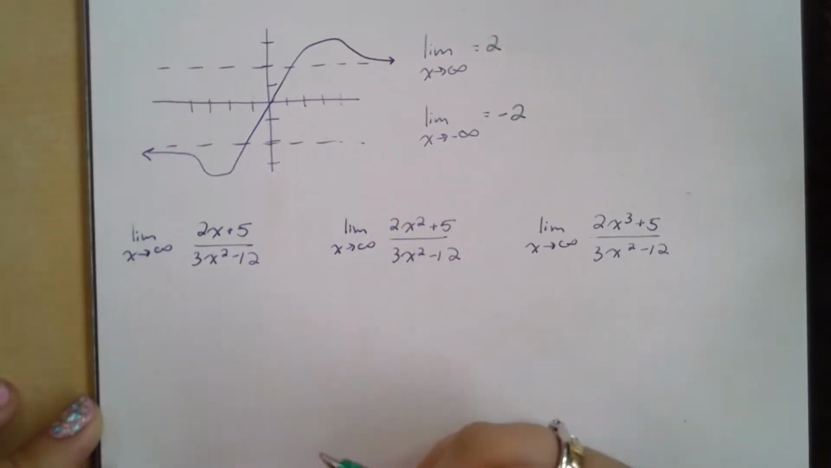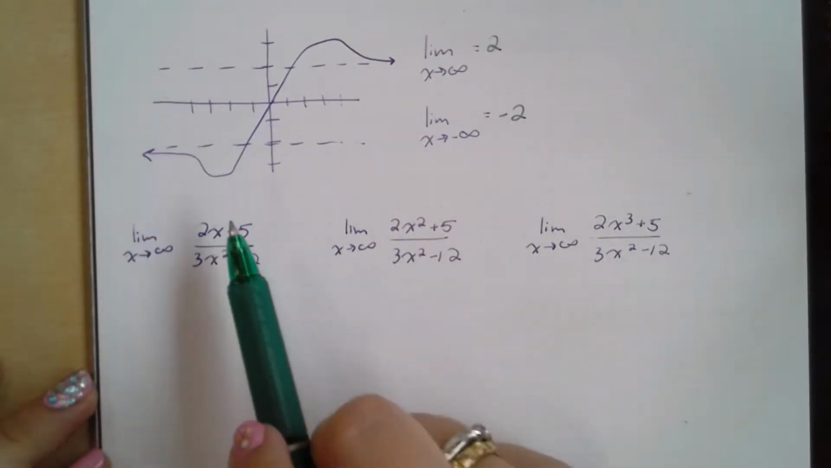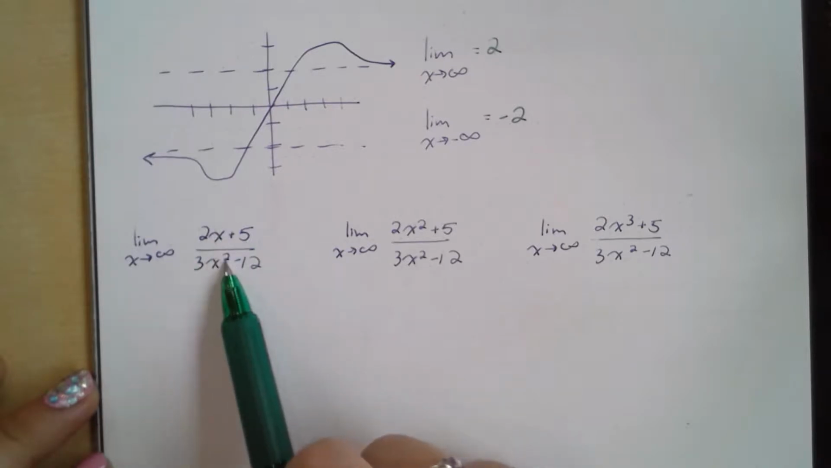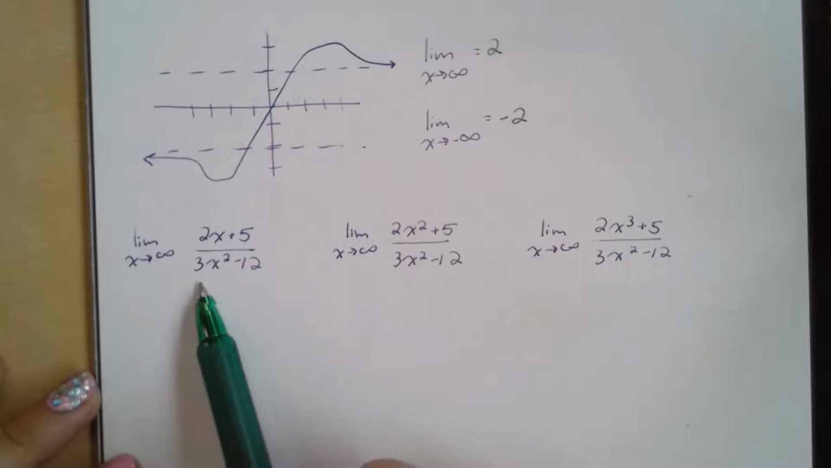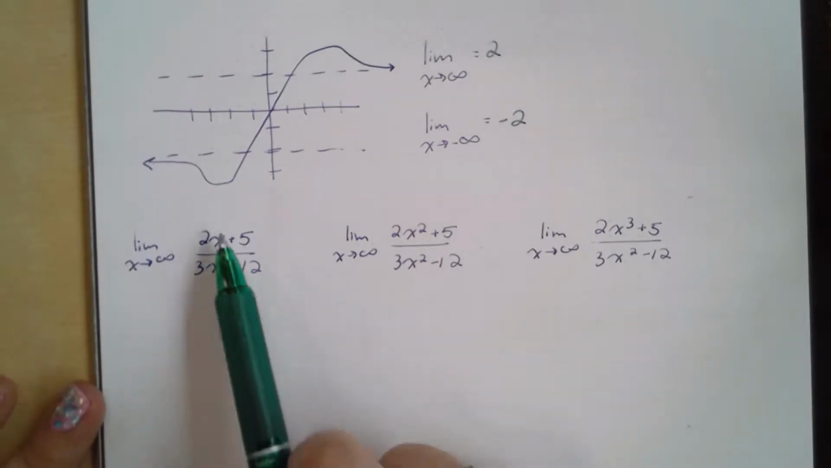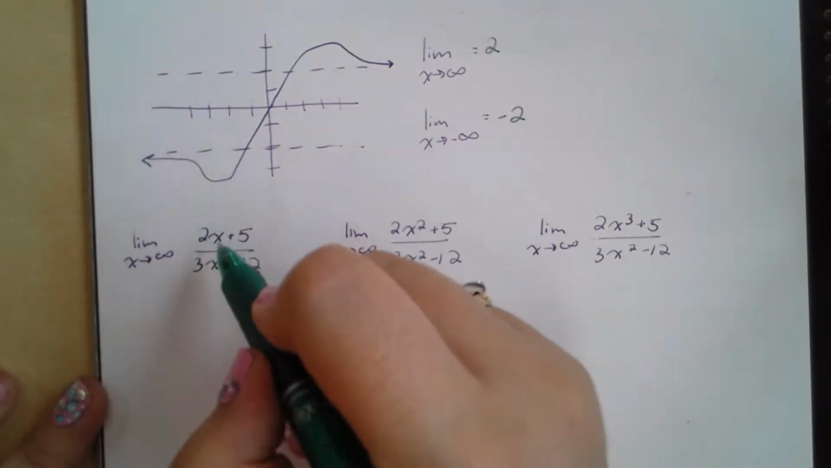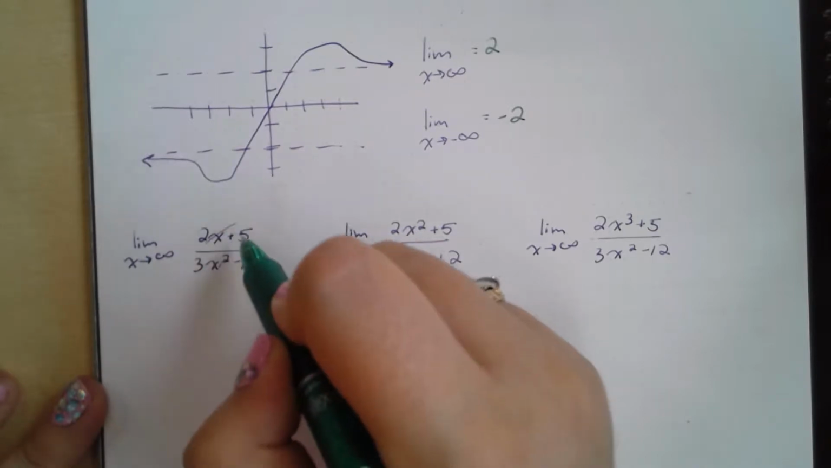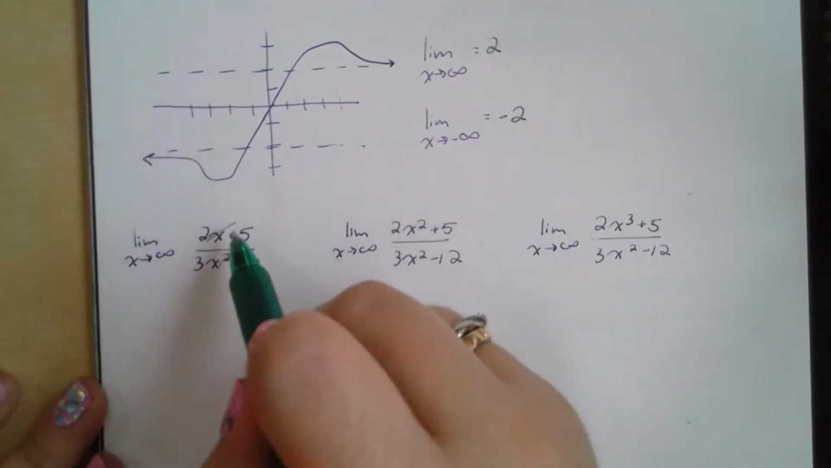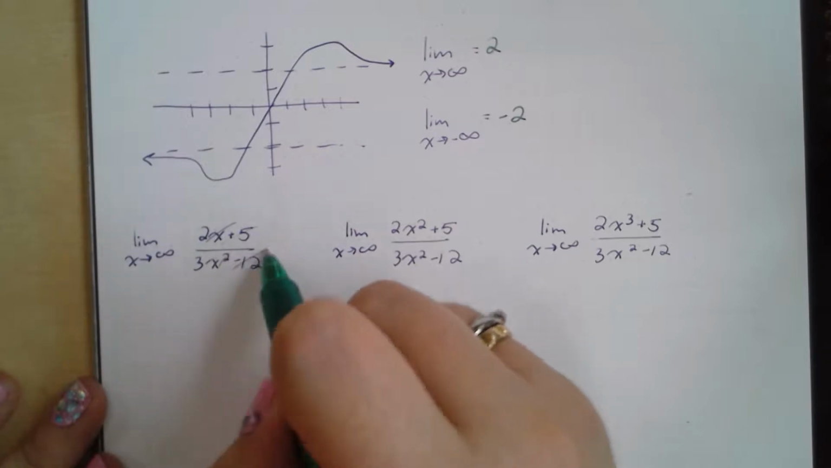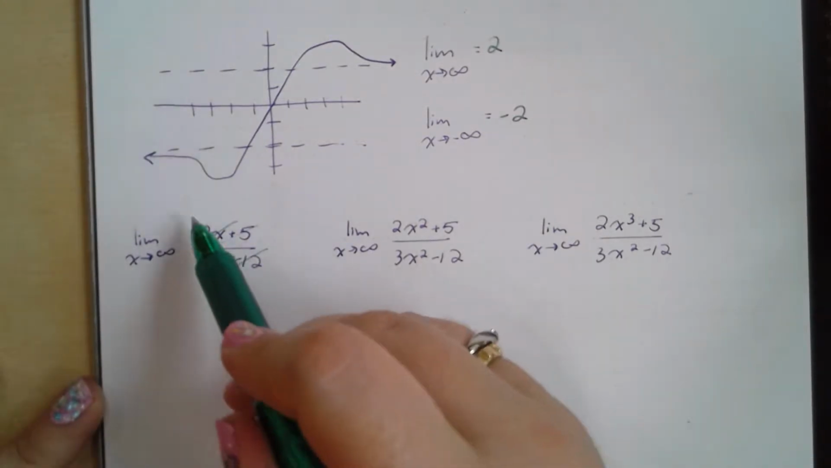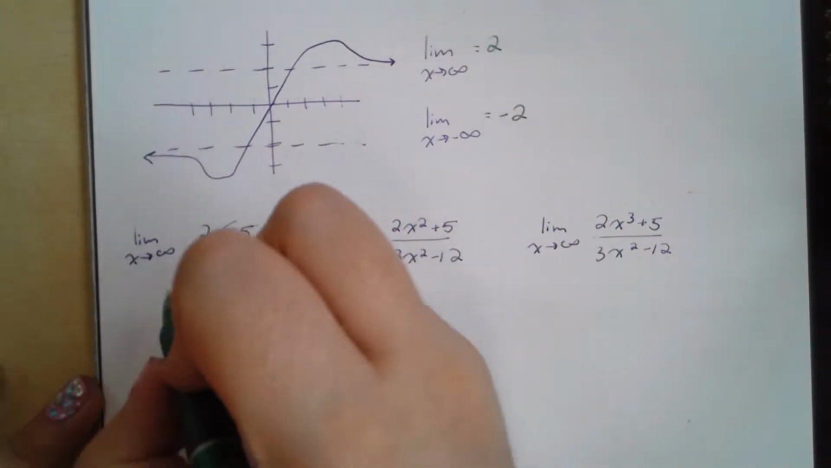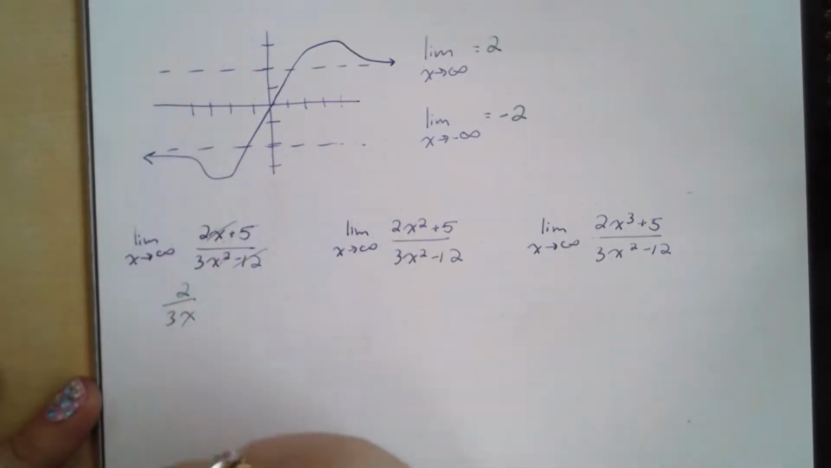And to find our horizontal asymptote, we basically are just going to look at the degree of our polynomials and divide. So here we have 2x plus 5 over 3x squared minus 12. If I wanted to simplify this, basically the x here is going to cancel out. When we're talking about infinity, things like 5 and -12 are just not going to matter. They're so small in regards to infinity that they aren't going to make a difference. So now we're going to have 2 over 3x.